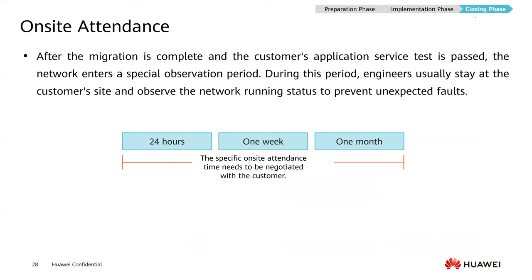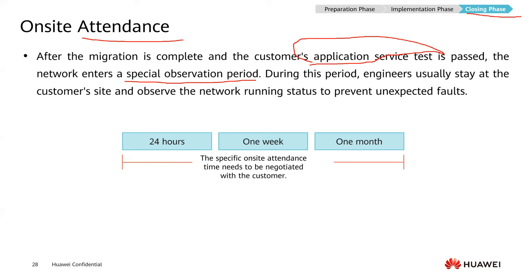And then at last it is the closing phase. It is the on-site attendance days. After the migration is complete and the customer's application service test is passed, the network enters a special observation period, just because sometimes the application service test does not have the same traffic or the same number of clients as normal. You test that the application works normally, but you don't know if, when all the workers are working in the working time, it can work normally.